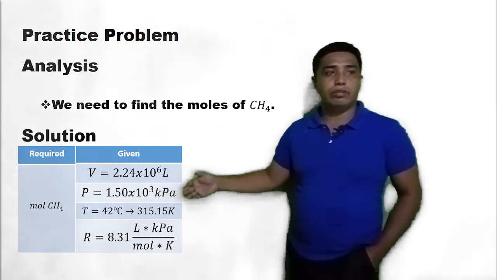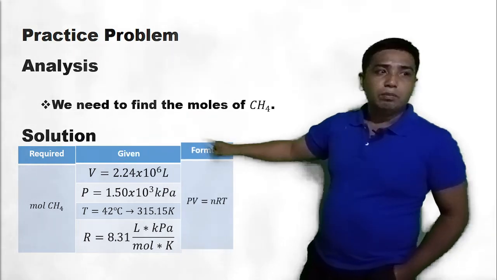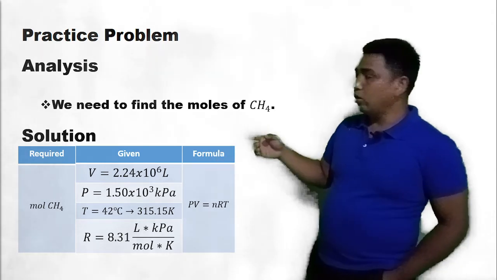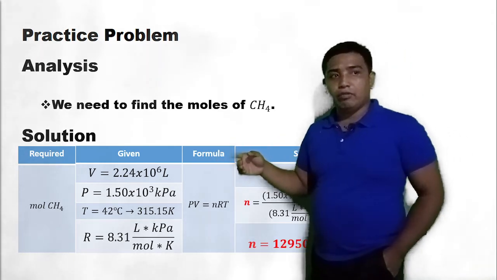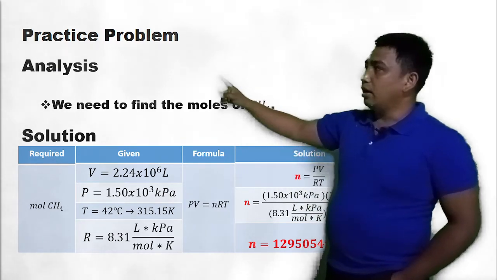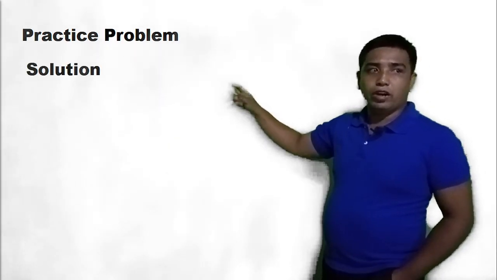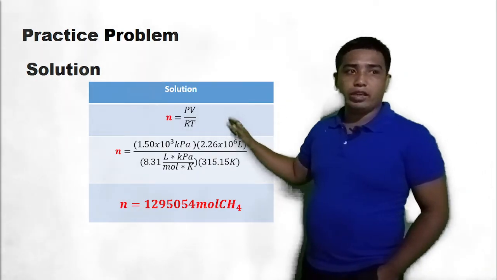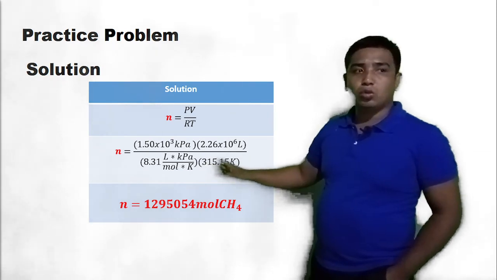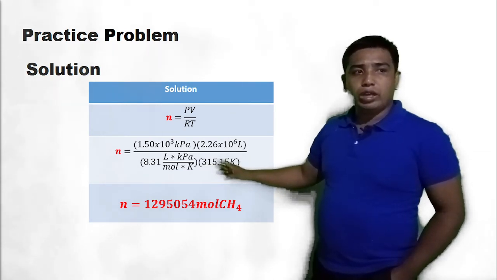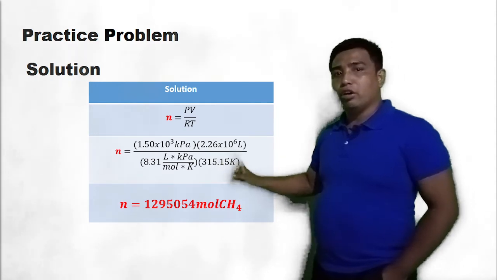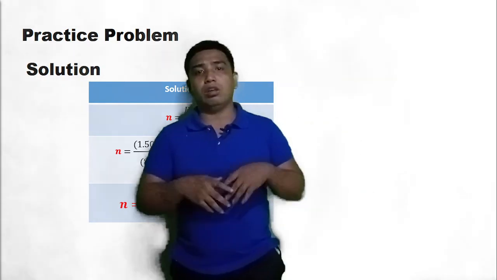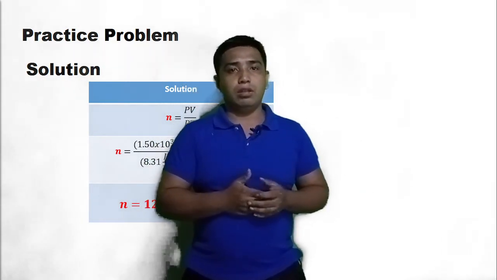So we have to use the formula PV is equivalent to nRT, and since we are looking for the moles, we solve for n, and that's n is equivalent to PV over RT. Once we plug in the values, you're going to find that n is equivalent to 1295054 moles of CH4.